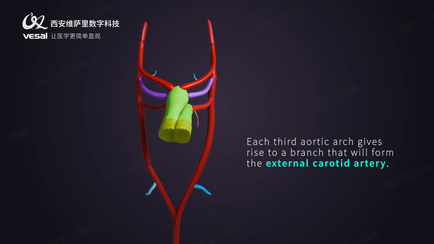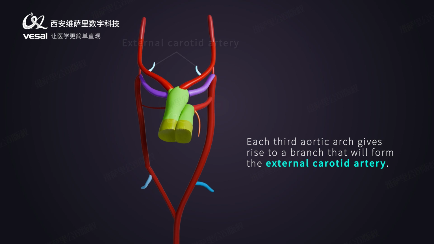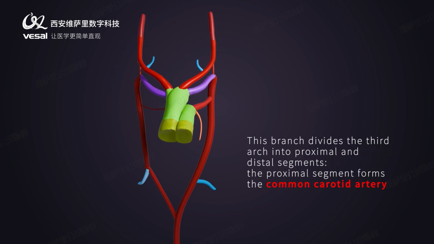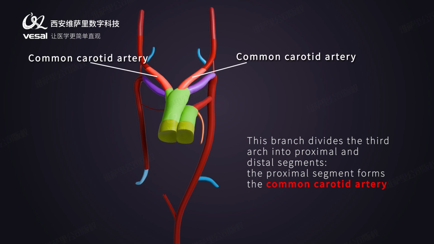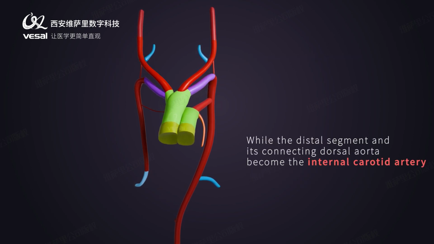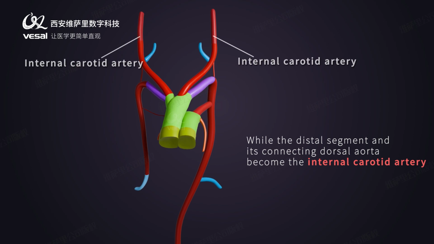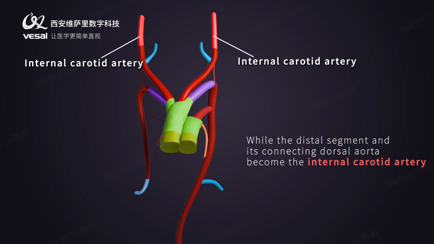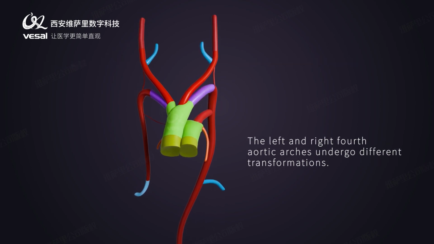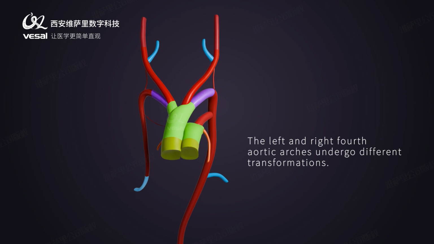Each third aortic arch gives rise to a branch that will form the external carotid artery. This branch divides the third arch into proximal and distal segments. The proximal segment forms the common carotid artery, while the distal segment and its connecting dorsal aorta become the internal carotid artery. The left and right fourth aortic arches undergo different transformations.